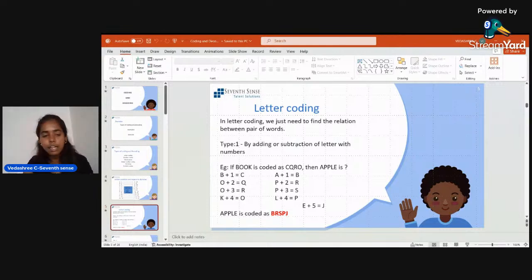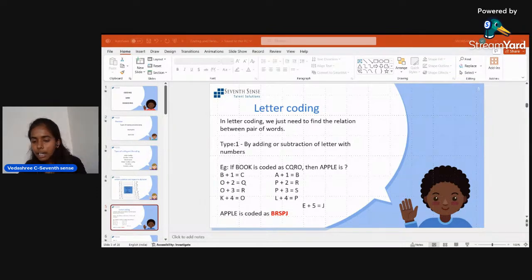We just need to find out the relationship between pair of words. So here we have three types of problems in letter coding. The very first one is by adding or subtracting of letters with numbers.